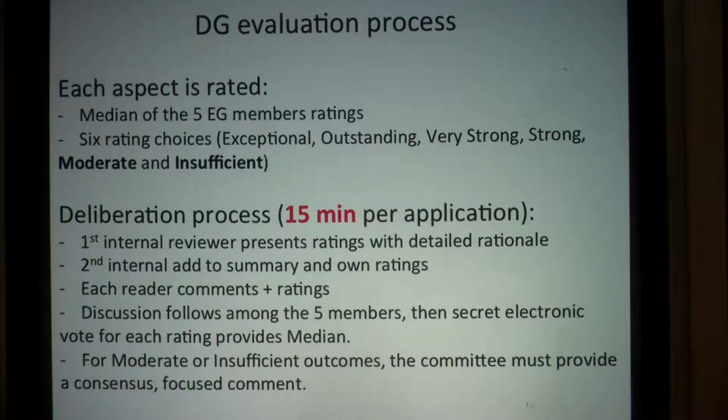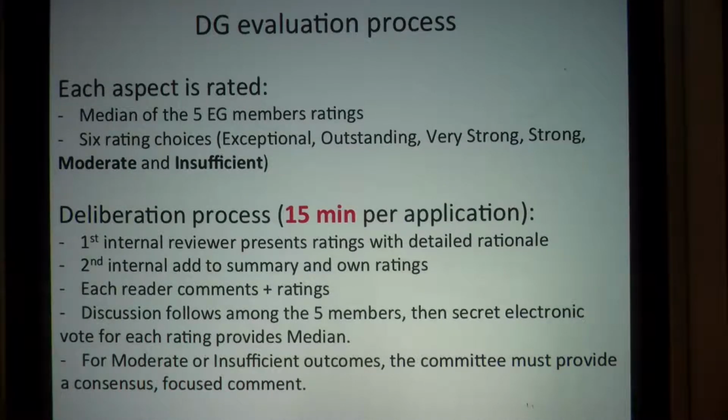And in terms of deliberation, it's actually very fast. You have 15 minutes per application. So basically the first internal reviewer presents the ratings, with some rationale. Then the second internal reviewer adds on top of that summary and their own ratings, and then each reader comments and rates. Then you have a discussion following, and a secret electronic vote for each rating provides a median.